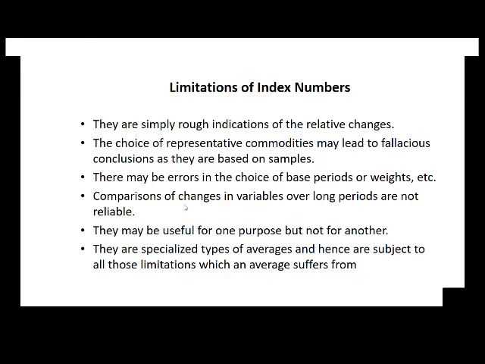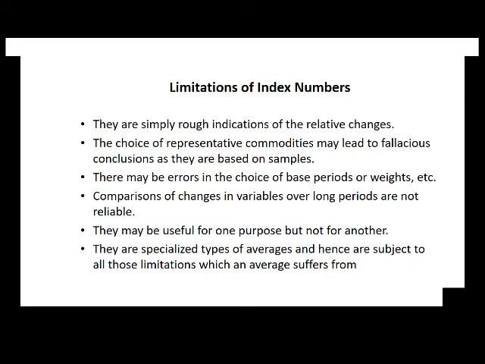Next is limitations of index number. They are simply rough indications of the relative changes. The choice of representative commodities may lead to false conclusions as they are based on samples. Next, there may be errors in the choice of base periods or weights, etc. Next, comparisons of changes in variables over long periods are not reliable. Next, they may be useful for one purpose but not for another.